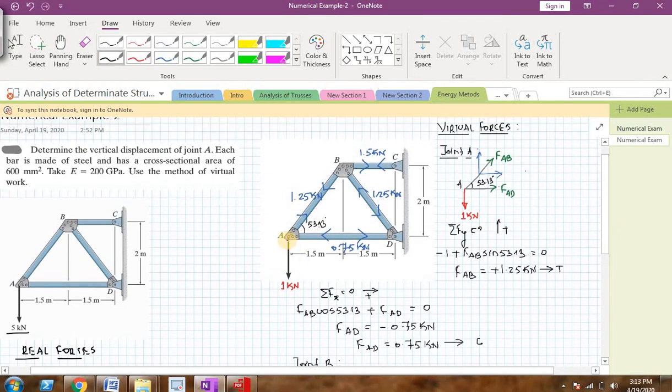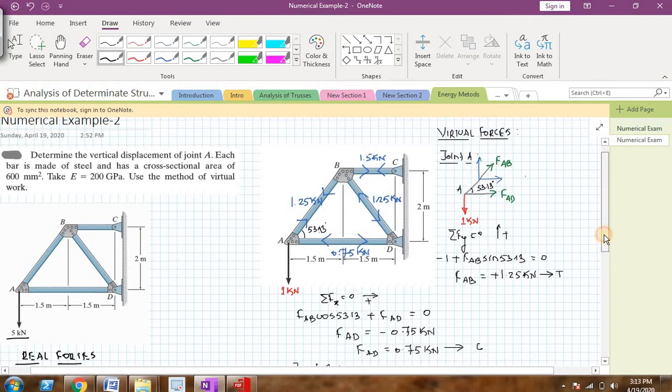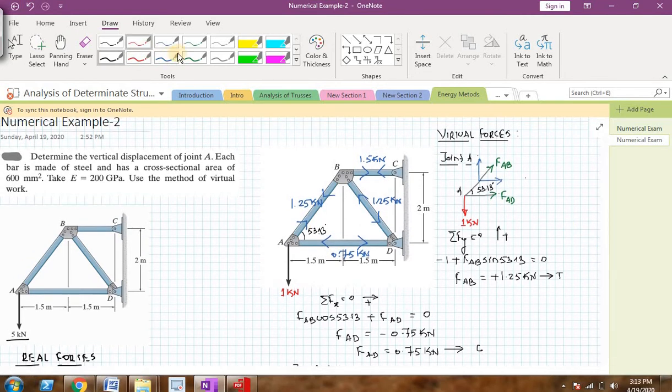I mean to say that I am applying at A 1 kilonewton in the downward direction, and these are my member forces. Now why can't I multiply all these forces by 5? Because that 5 kilonewton is also at point A and it is also applied in the downward direction. So I can easily do that and get the values without even calculating. You can do this in the exams also, no problem will be there.